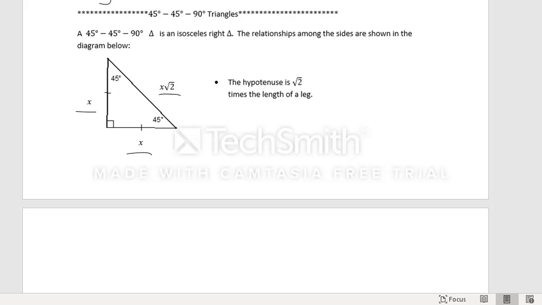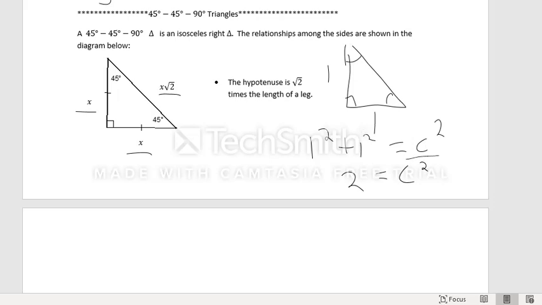We can look at and see why that works with this 45, 45, 90 triangle that has a leg of 1. All right, 1 squared plus 1 squared equals c squared. So 1 squared plus 1 squared is 2. Take the square root of both sides. That makes this side the square root of 2. So however many times bigger than 1 that is, we can just use an x instead of 1. It'll be x times the square root of 2 for the hypotenuse.